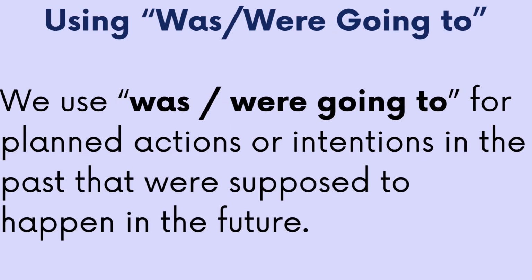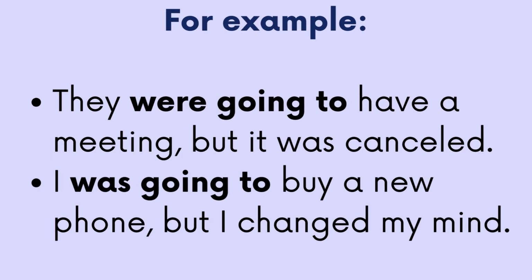We use was or were going to for planned actions or intentions in the past that were supposed to happen in the future. For example, they were going to have a meeting, but it was canceled. I was going to buy a new phone, but I changed my mind.